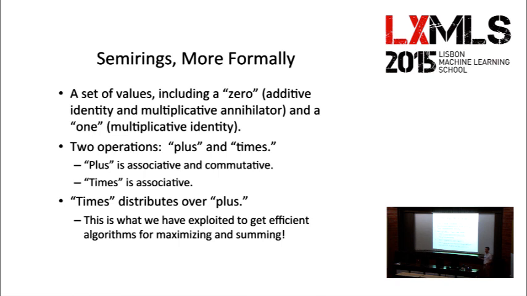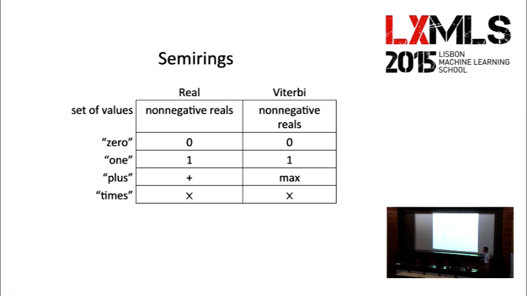One of them is called a plus, one of them is called a times. The plus is associative and commutative, the times is associative. And the really important thing is that the times operator distributes over the plus. And you have a 0 and a 1, or an additive and a multiplicative identity. So here are the 2 semi-rings in their full form. The forward algorithm uses the real semi-ring over non-negative reals. 0 is 0, 1 is 1, plus is plus, times is times. Very convenient names. In the Viterbi semi-ring, again, it's non-negative reals. 0 is 0, 1 is 1, plus is max, and times is times. And it has all these properties.